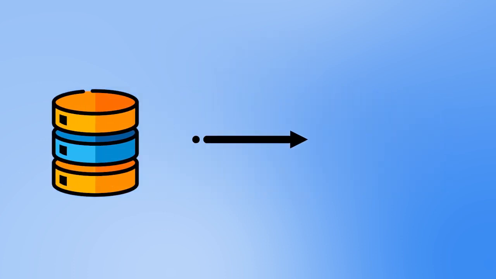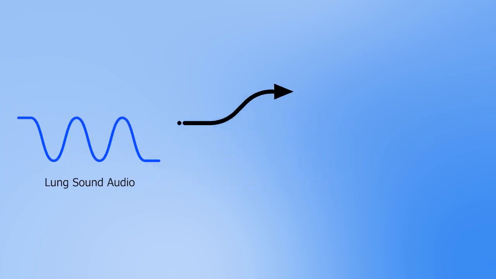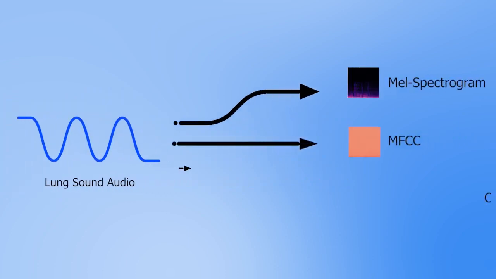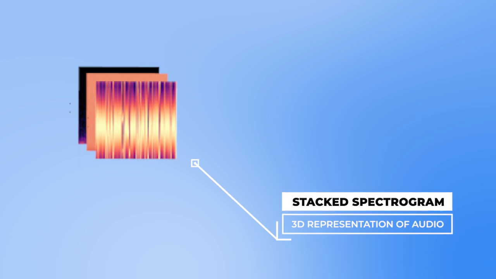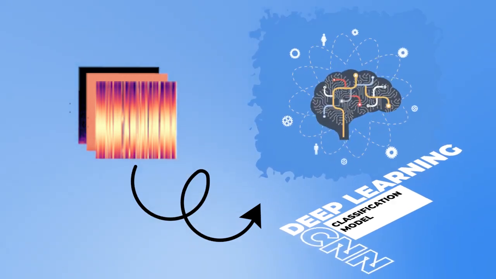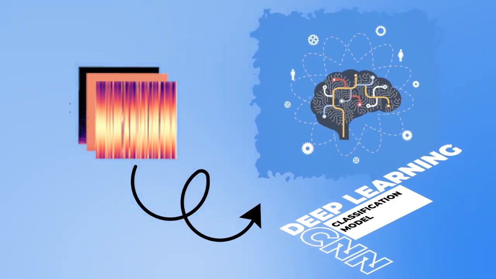Then we extracted 3 audio inherent features: MEL spectrogram, MFCC, and chromagram. Then we stacked these 3 spectrograms to create a 3D representation just like the RGB layers of an image. Then we fed this 3D input to our classification models, which are developed in CNN architecture.